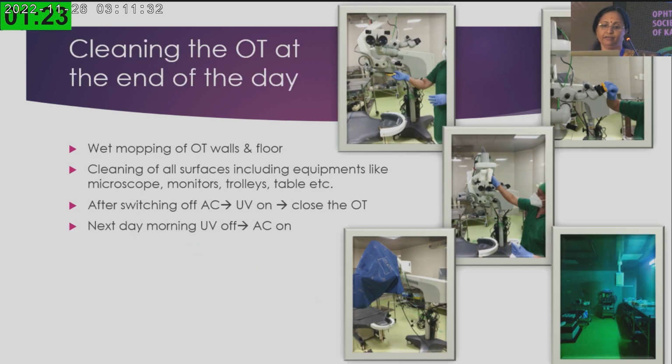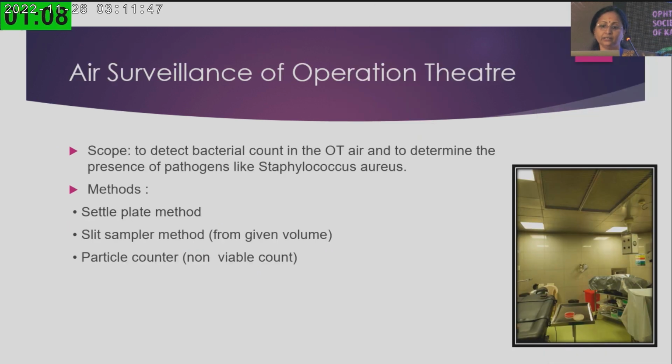And at the end of the day, wet mopping of OT walls and floor is done. Cleaning of all surfaces has to be done. And after switching off the AC, put the UV on and close the OT. And next day, you have to switch off the UV first, then put the AC on, and after 30 minutes, you can enter the OT.